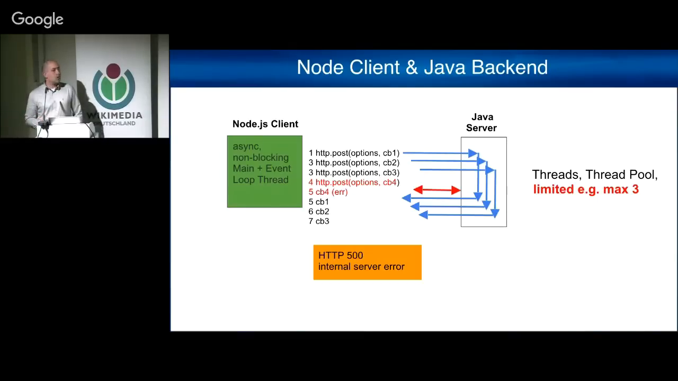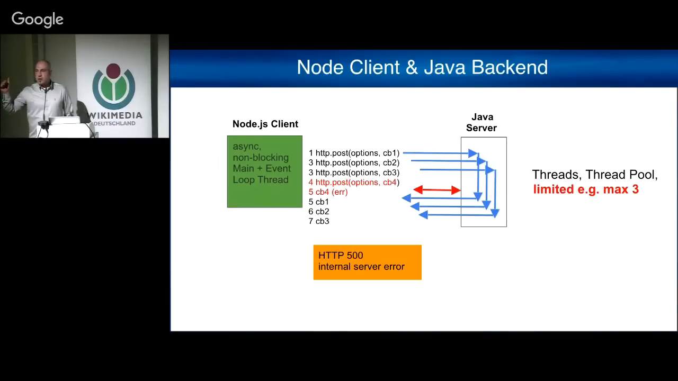This means our first three function calls. I don't know if you can see the mouse if I use that. No. So the first three function calls are done within a few milliseconds, and it hits the Java server. What happens there? It starts a new thread to handle this request.